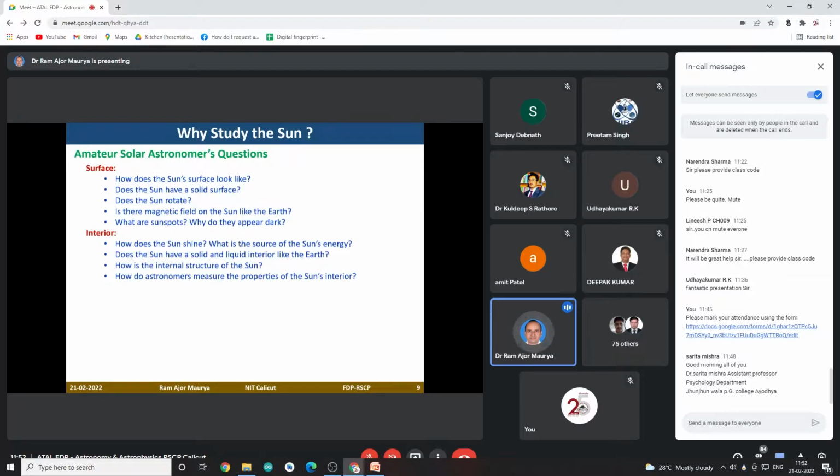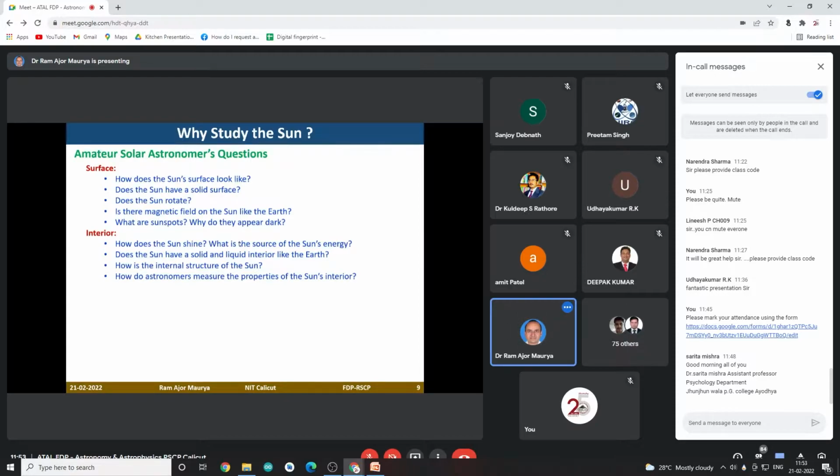Then about its interior, we may be curious to know how the Sun shines and what the source of the Sun's energy is. Does the Sun have a solid and liquid interior like the Earth? What is the internal structure of the Sun, and how do astronomers measure the properties of the Sun's interior?